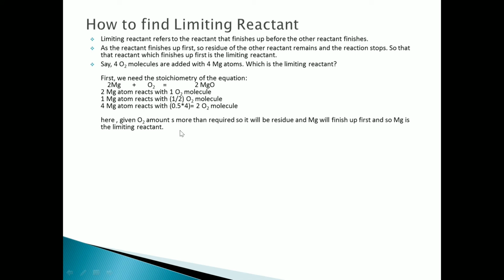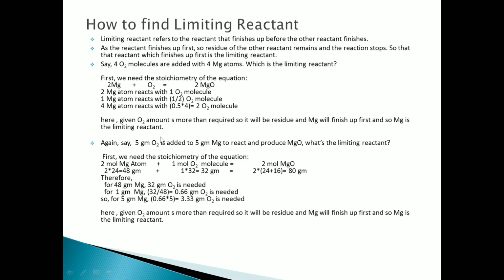We shall be using this chemical equation of magnesium oxide to explain a few more concepts. Another example: here we'll be using gram, or atomic mass, or the weight. I should actually say mass, as weight and mass are different terms, as you already know by now. So let's say 5 gram of oxygen is added to 5 gram of magnesium to react and produce magnesium oxide. So what will be the limiting reactant here?